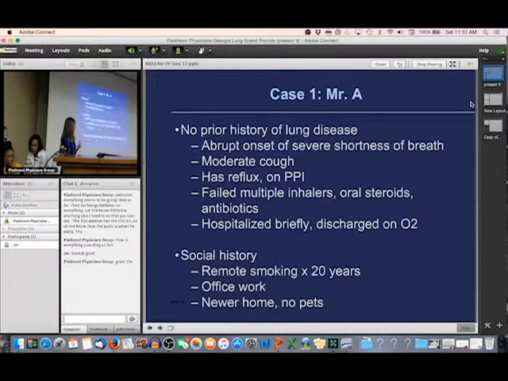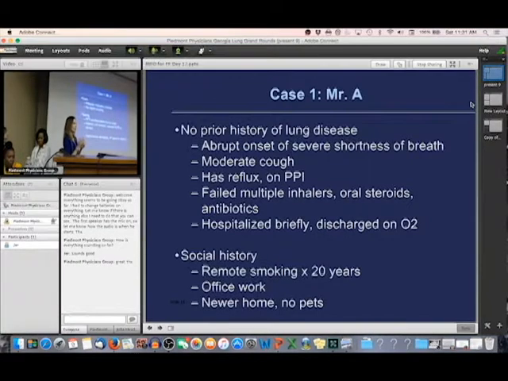On exam, he had these inspiratory crackles on the base of the lungs. He didn't have any digital clubbing, and he didn't have any evidence of any autoimmune disease, no joint findings, no skin findings, anything like that.